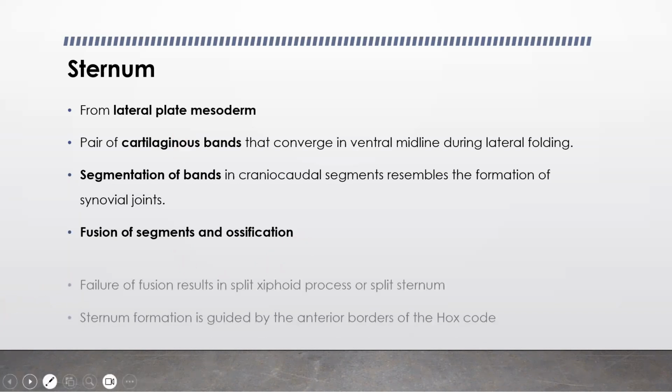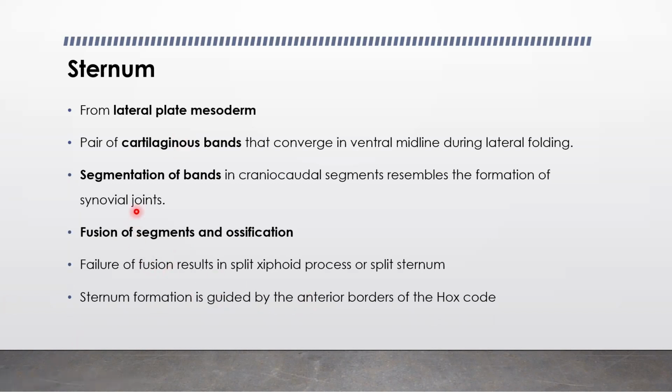Maybe a point to appreciate is that you'll have some anomalies coming across. First of all, if you don't have these cartilaginous bands coming from either side fusing, or you can also have incomplete fusion, or you can have complete absence of these cartilaginous bands. So failure of fusion of these cartilaginous bands will lead to a split xiphoid process or maybe a split sternum. Sternum formation is guided by the anterior border of the Hox code. So remember the Hox genes are the ones that regulate the level of formation of the sternum, the level of formation of various vertebrae. So the Hox genes are just patterning and alignment of bones.